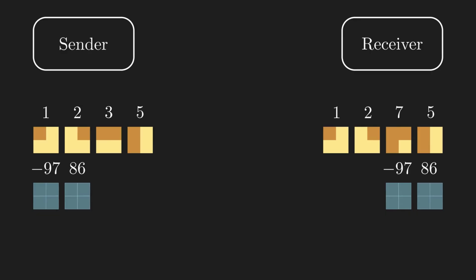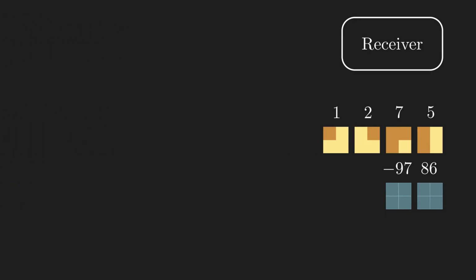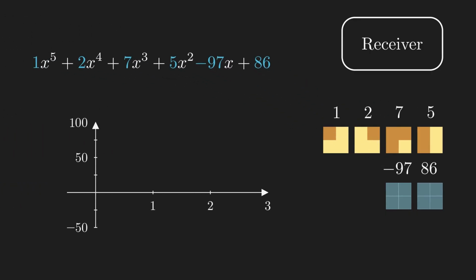Again, he doesn't know if an error in transmission occurred, but now he can check. For this, we'll just take the coefficients we received and plug them back into the polynomial. If all went well, it should go through the points 1, 0 and 2, 0 as agreed. But it doesn't. So somewhere in these 6 code words, an error occurred.